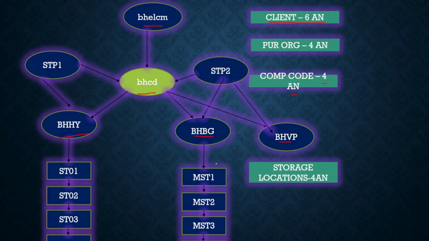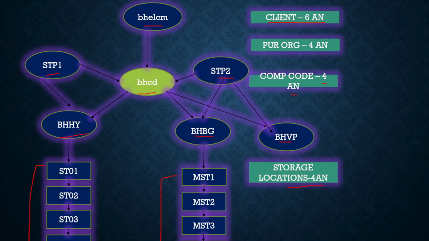Okay, and this is a plant. So these three are plant. One is Hyderabad plant, this is a Bombay plant, and this is for Visakhapatnam plant. And this STP1 and STP2 is a purchase organization, like procurement teams you can say. Under that plant, these are storage locations. So storage location also can be maximum 4 alphanumeric.